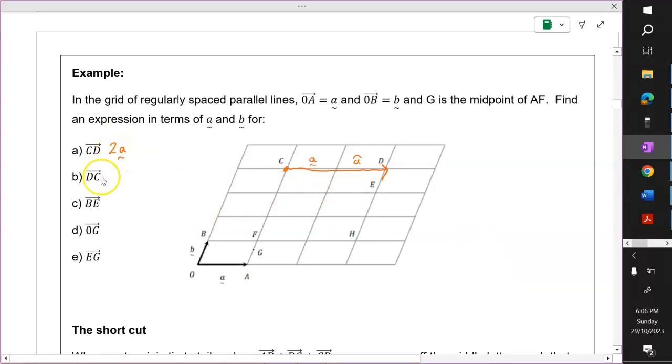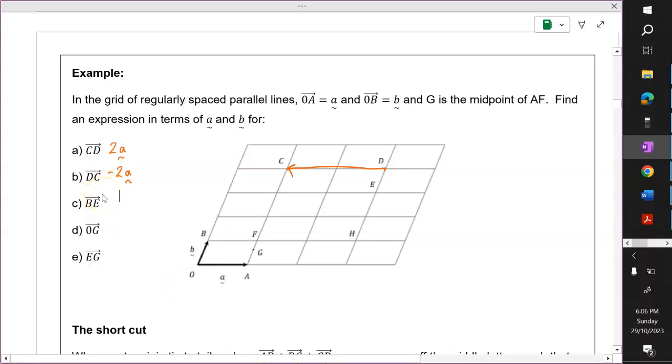We now want to have a look at DC. Well, DC is the vector going the other way, starting at D and ending at C. We know that vector is of size 2A, but it's in the opposite direction to OA, so it's going to be minus 2 lots of vector A. So those ones are fairly straightforward.